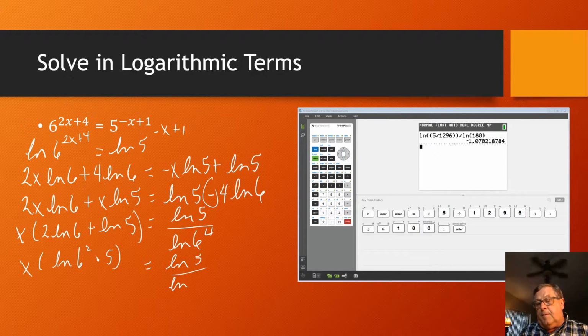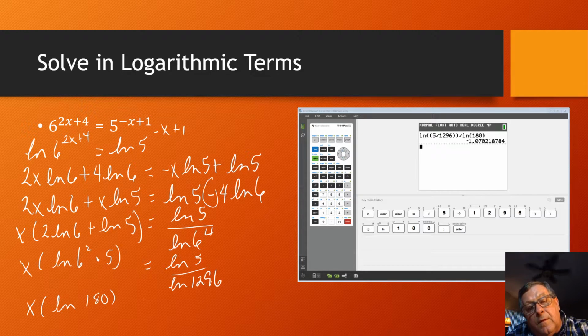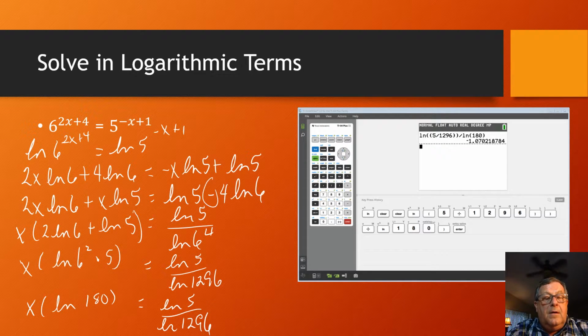6 caret 4, 1296. All right, we'll run out of room, but that's okay. We've got x now equals ln, let's see, 6 squared is 36, and 36 times 5 is 180, equals ln 5 over ln 1296. And then let's divide by ln of 180, and I'm going to go back up here to the top.